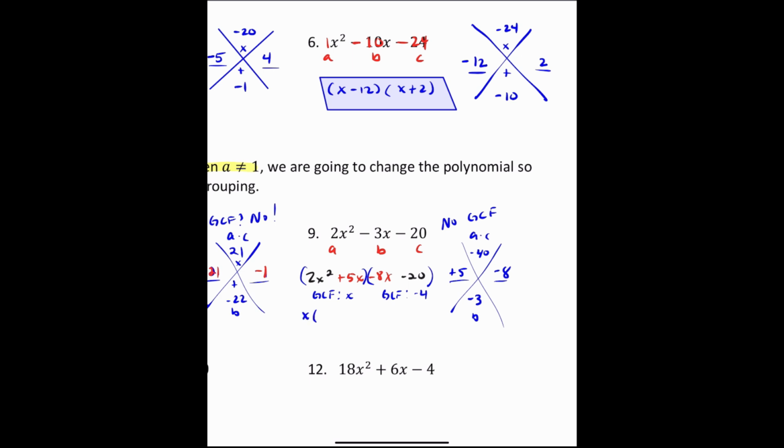Alright, so x times the quantity of 2x plus 5 times negative 4 times the quantity of 2x plus 5. And then we'll factor again. We're going to factor the 2x plus 5 out. And this is your answer: 2x plus 5 times the quantity of x minus 4.